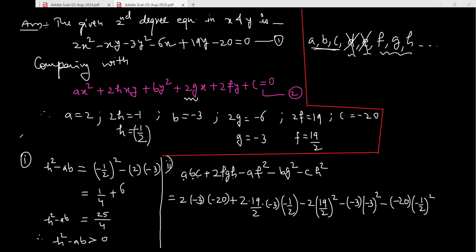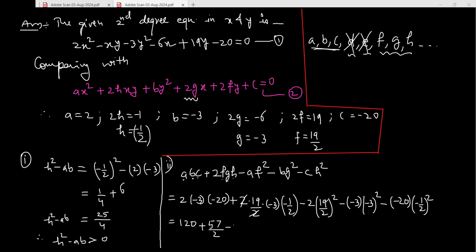Now I go for the simplification. So what do I get here? 60 into 2, so 120. Minus minus plus. Then see, this 2 and this 2 will cancel. What I get? Plus, minus minus plus, this is 57 by 2. 19 threes are 57.